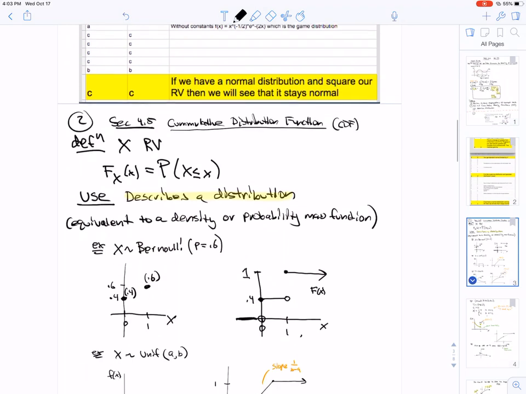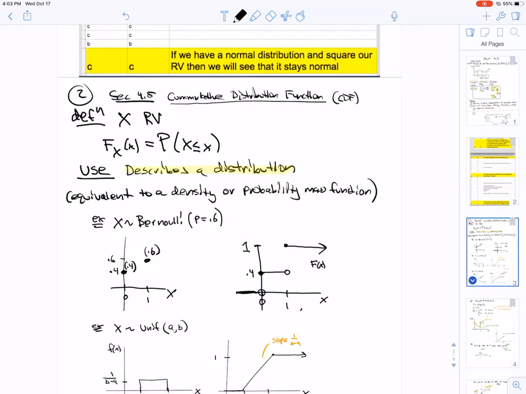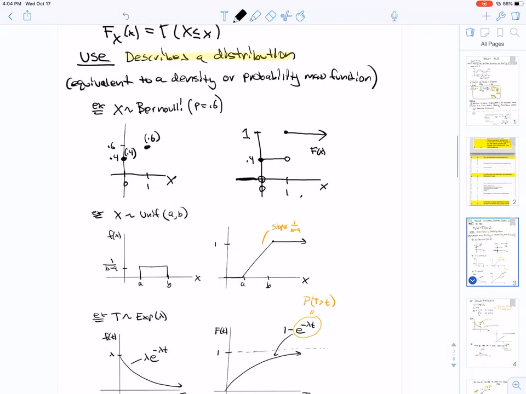Then we move to section 4.5, the cumulative distribution function. Remember that X being a random variable, the CDF is the probability that X is less than x. So, for example, for Bernoulli, on the left I have the probability mass function. In parentheses, I have the probability for each of those masses. And on the right, I have the CDF.